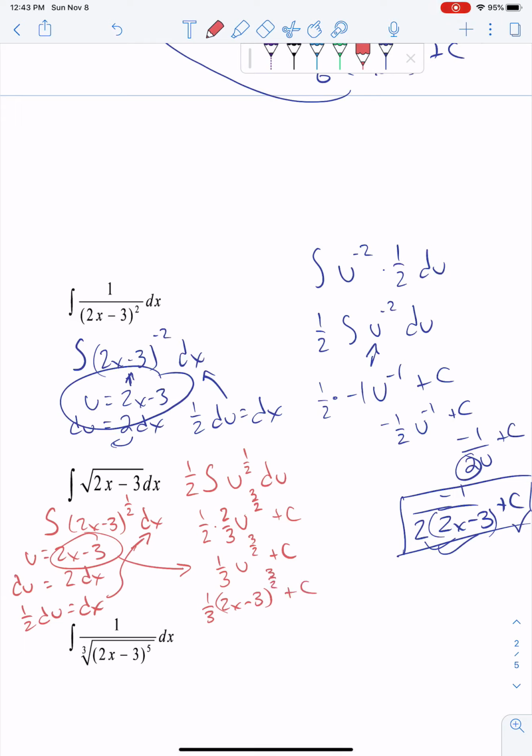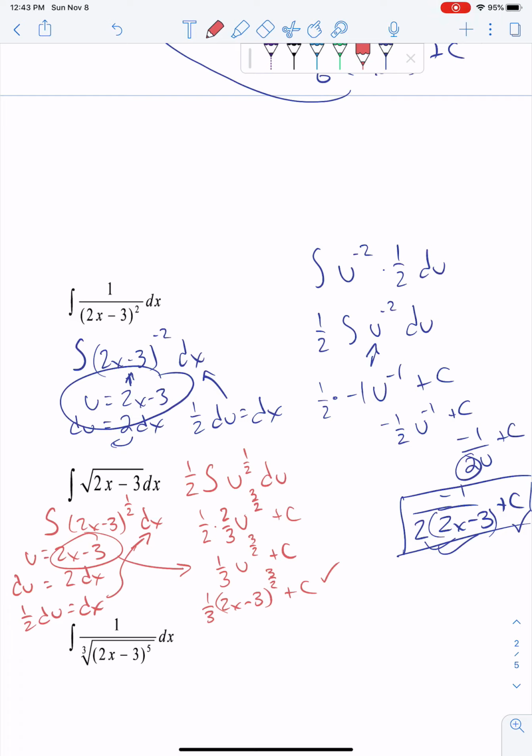Now again, if this was me on the free response, I'm going to stop right there. I'm not going to simplify any more than that. You're welcome to. You could put the 2x minus 3 to the 3/2 on top, the 3 on the bottom. You could even make this the square root of 2x minus 3 cubed all over 3. I mean, there are so many different ways to simplify this. But free response, I'm going to end right there.